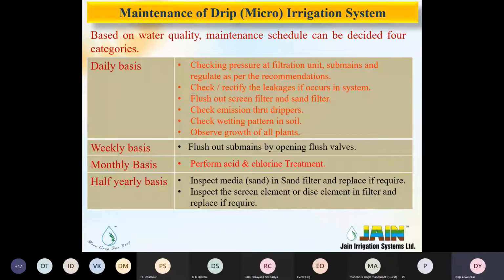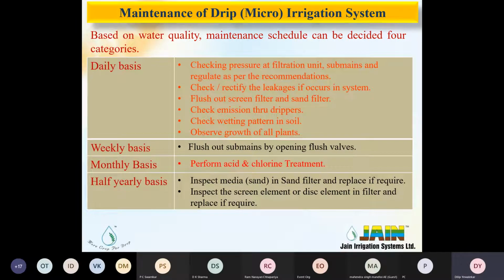Whether the growth is uniform in the entire farm, or somewhere some plants have dried up, or in some portion of the area there is low, poor growth. If there is, it is an indication that the water is not reaching that area, or even the fertilizer is not reaching that area. So observation of crop growth and crop health is very, very important.